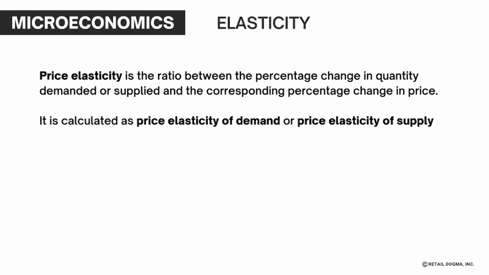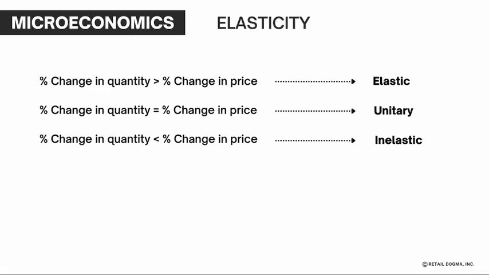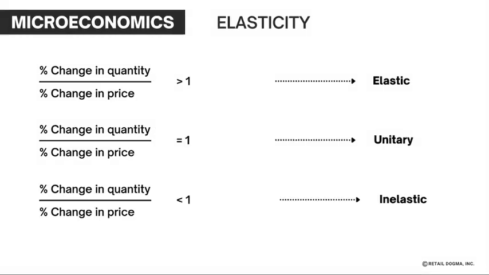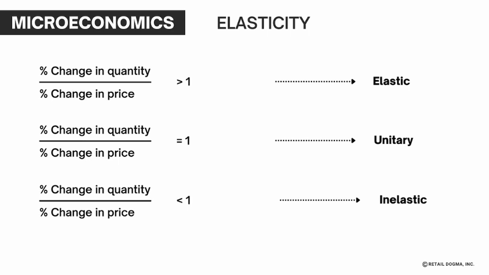Price elasticity is the ratio between the percentage change in quantity demanded or supplied and the corresponding percentage change in price. It's calculated as price elasticity of demand or price elasticity of supply. The result could either be elastic, unitary, or inelastic. An elastic supply or demand is when the ratio of increase in quantity to increase in price is higher than 1. This means that changes in price induce higher changes in quantity. On the other hand, inelastic supply or demand indicates lower responsiveness to changes in price.